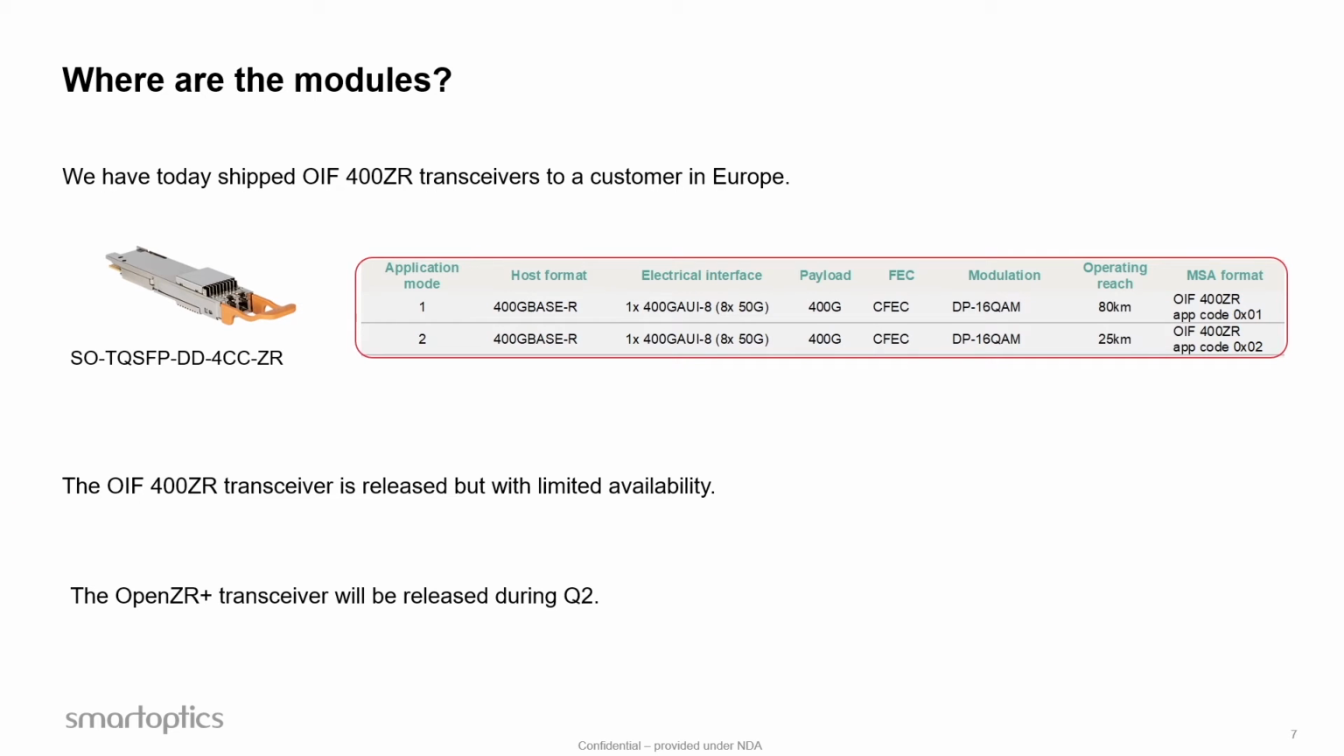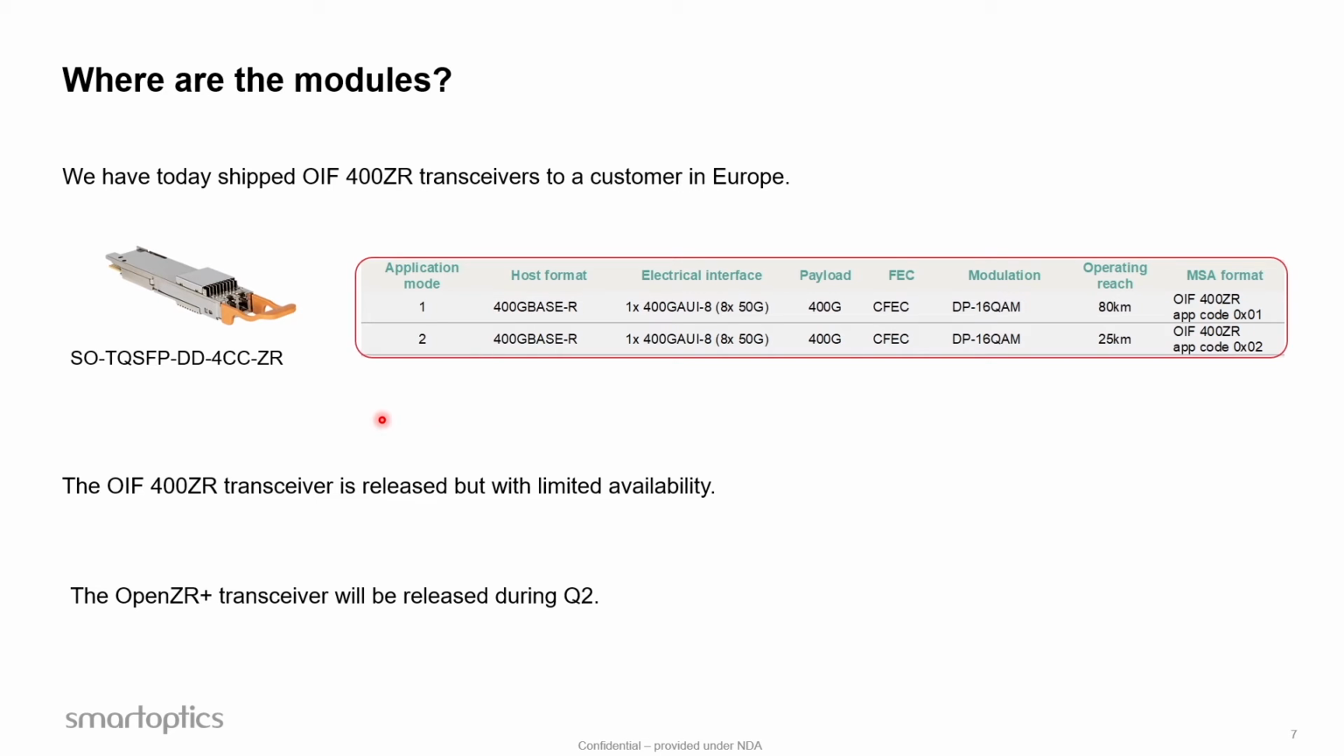I mentioned application modes, so I will spend a minute or two around this. The OIF-based supports 2 application modes. Our OpenZR+ transceiver supports 11 different application modes. So how is this supposed to work?